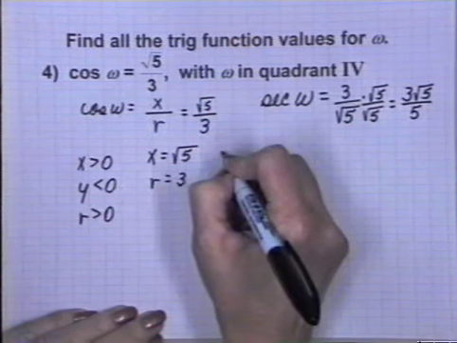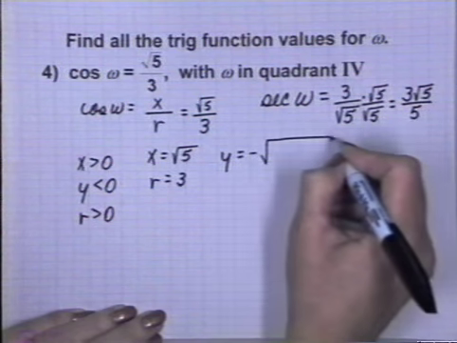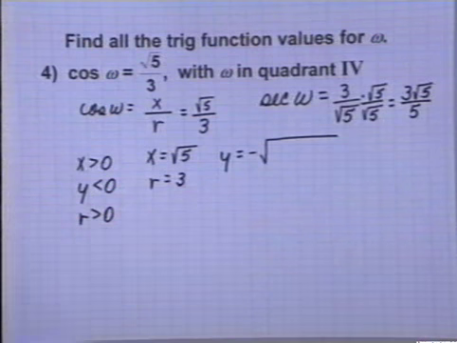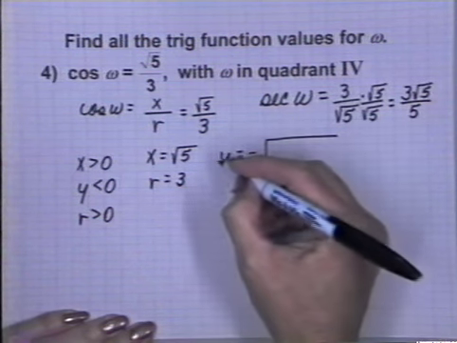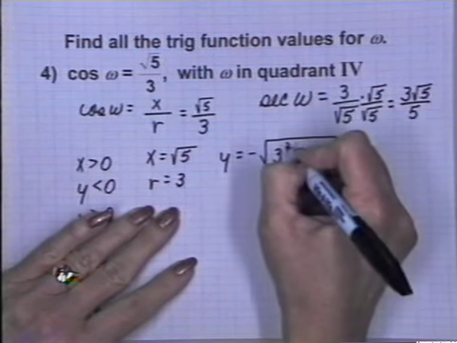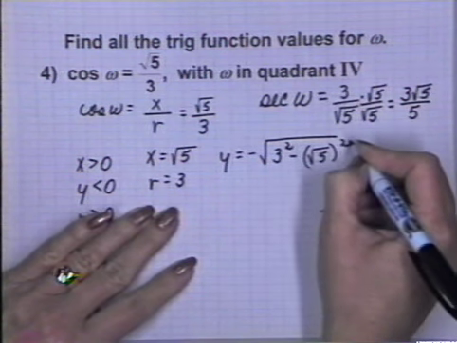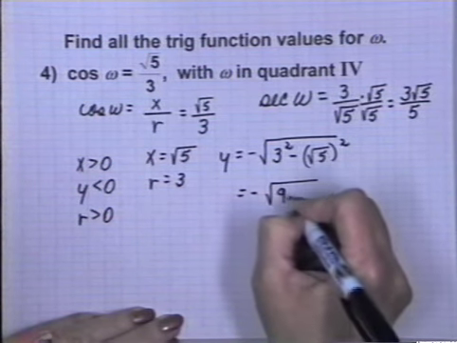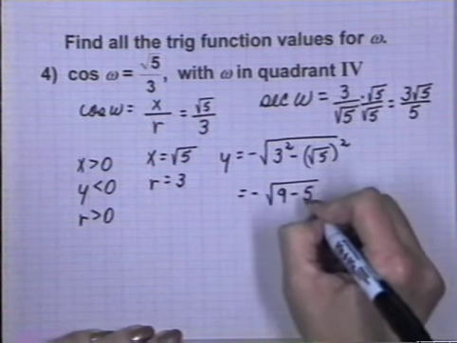And so the next thing that I'm going to do is to find y, and I know that my y is negative because the terminal side of omega is in the fourth quadrant, and all the y coordinates are negative in the fourth quadrant. So I'll have a negative, and to find my y, I will take my r and square it, and subtract from that my x squared. Well, 3 squared is 9. Subtract, and the square root of 5 squared is 5.